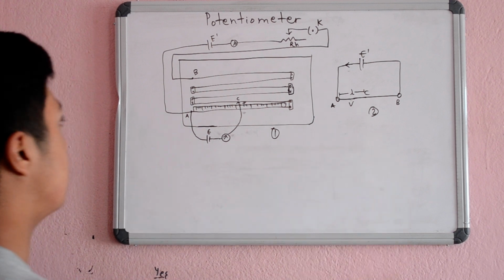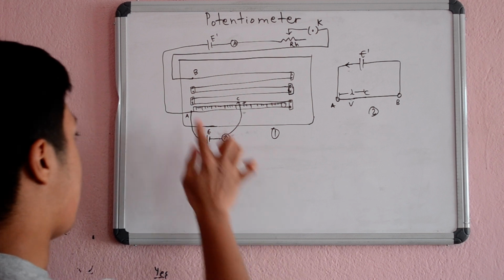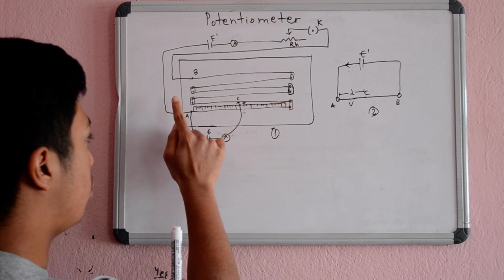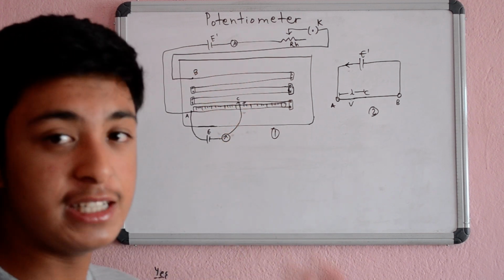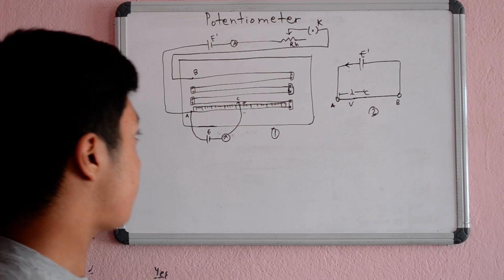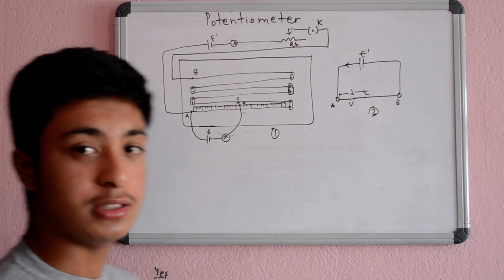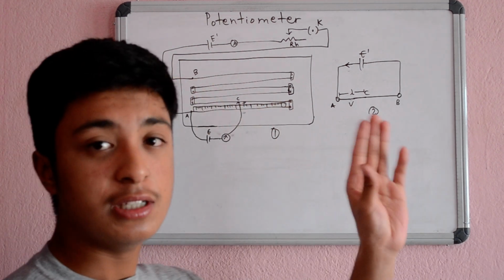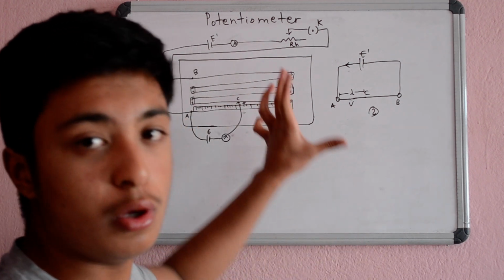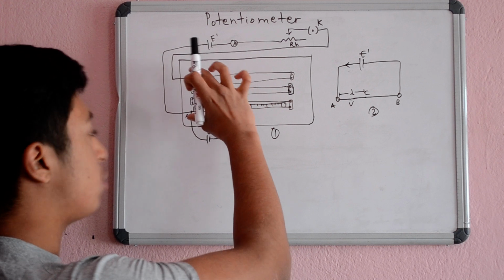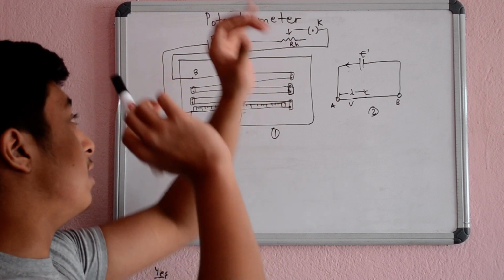Now here, we have wire A to B, and in general we have 10 segments like this: 1, 2, 3, 4, 5, and so on, 10 segments, and each segment is of 1 meter. And here it is connected like this, and here this E dash is known as the driver cell, which sends the constant current throughout the wire A to B to make it into a potentiometer. And the wire A to B itself is of uniform cross-sectional area, again to make it into a potentiometer.